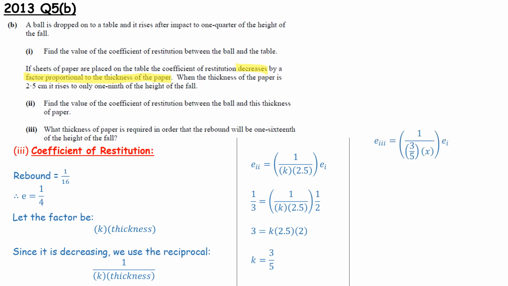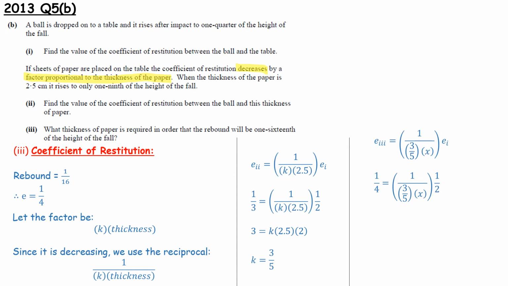So we're going to do the same thing again, but this time we're going to use the coefficient of restitution from part 3, which we've worked out as a quarter, and we're going to use this 1 over k times the thickness, but this time it's the thickness we don't know, times the coefficient in part 1, and that works out as a quarter is equal to 1 over 3 over 5 times x times a quarter.